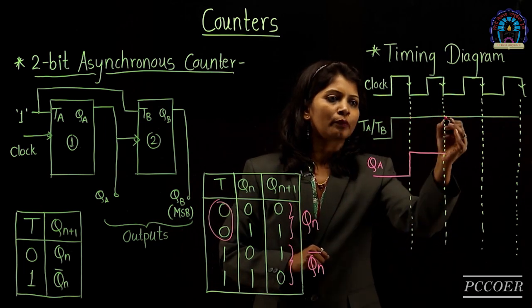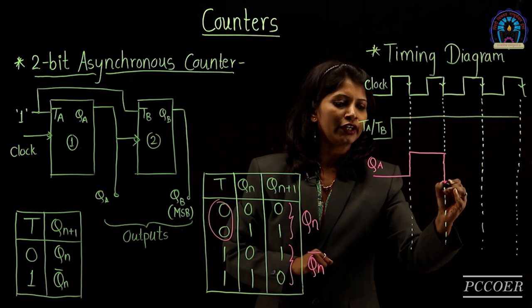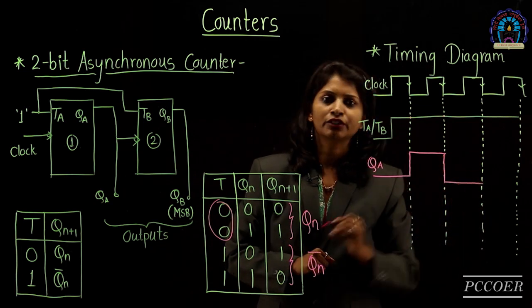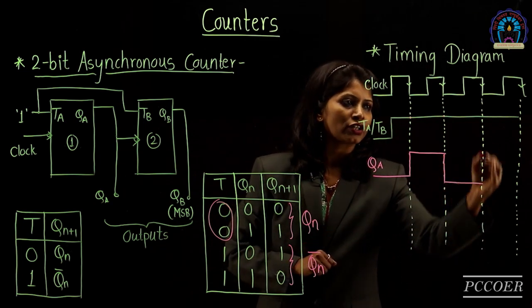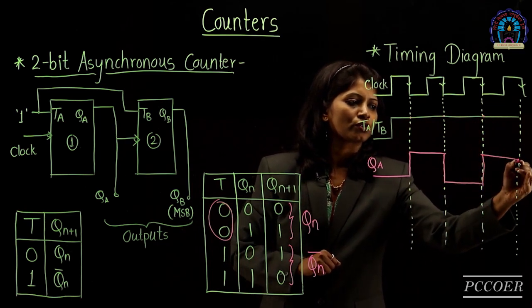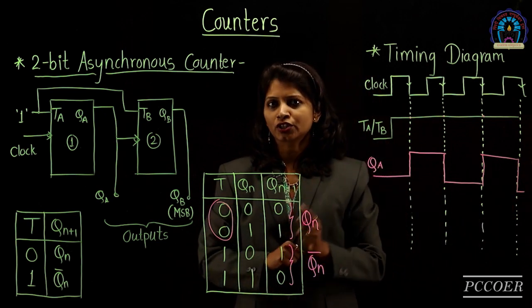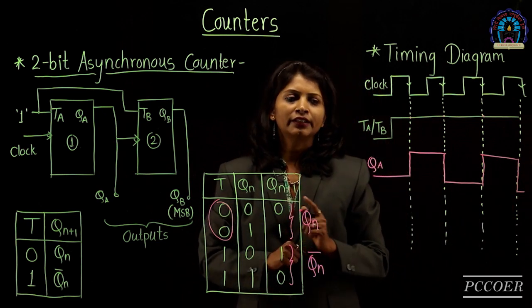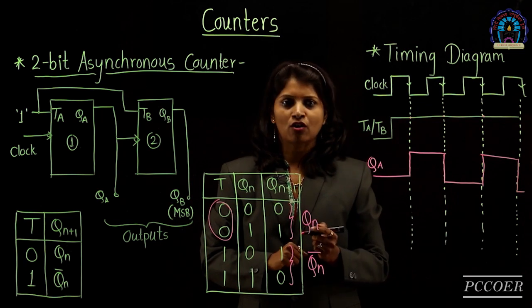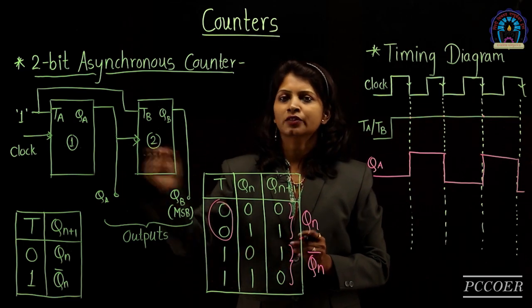At the second clock pulse, again TA is 1, so it will again toggle from 1 to 0. For the next clock edge, again TA is 1, so it will toggle. So we can say that if you apply constant logic 1 input to the T, then it will toggle with each clock pulse. So this is the QA waveform we are getting for the first flip-flop.